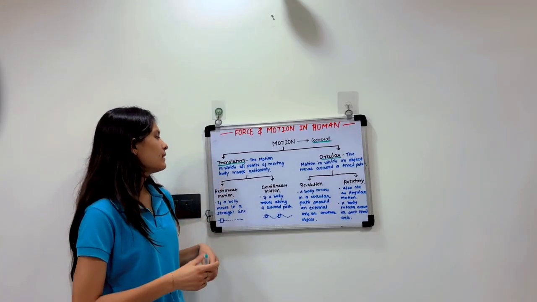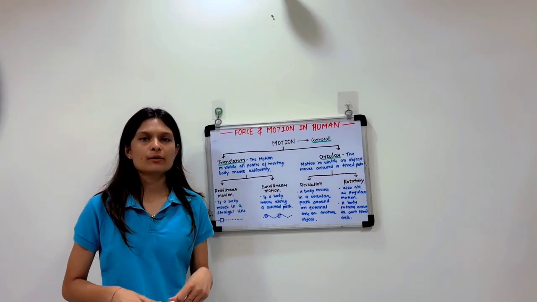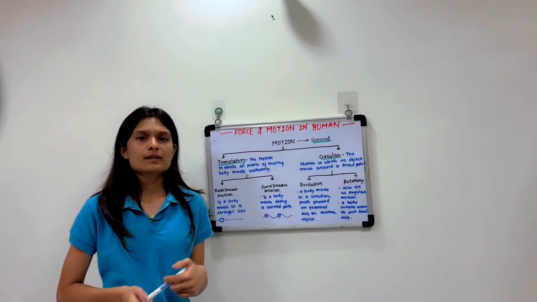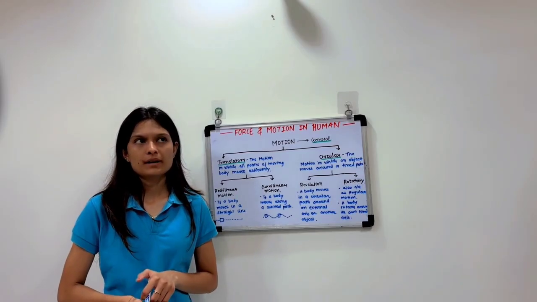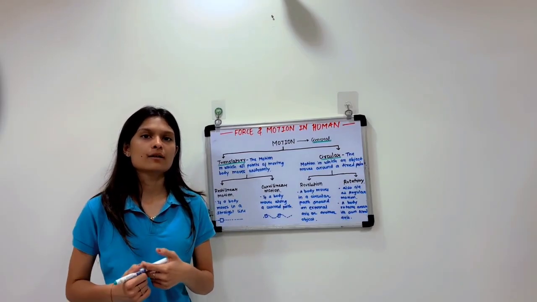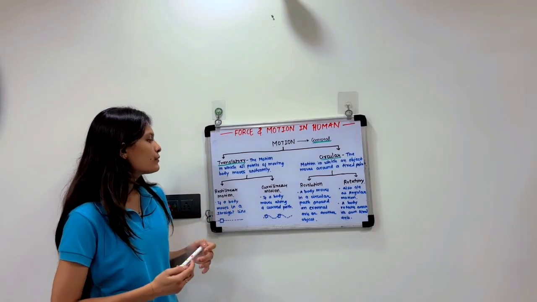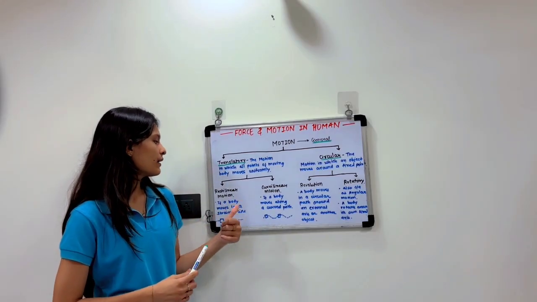Translatory motion is basically the motion in which all the points of a moving body move uniformly. It is also called linear motion. For example, a patient sliding along a plinth for a treatment. It has two subtypes: rectilinear motion and curvilinear motion.